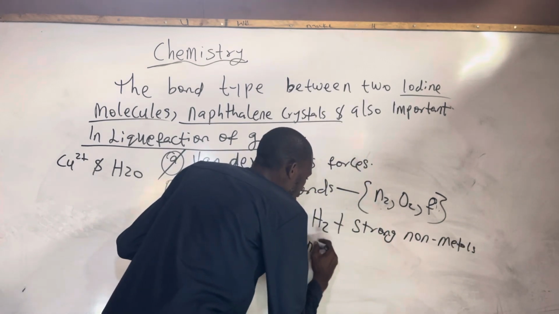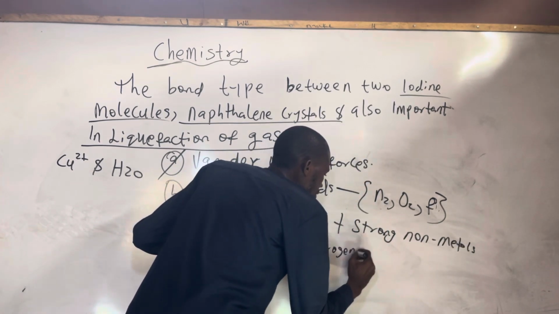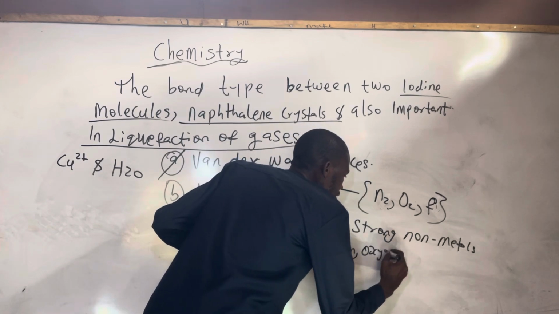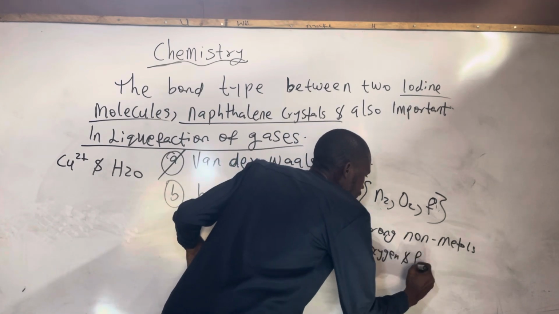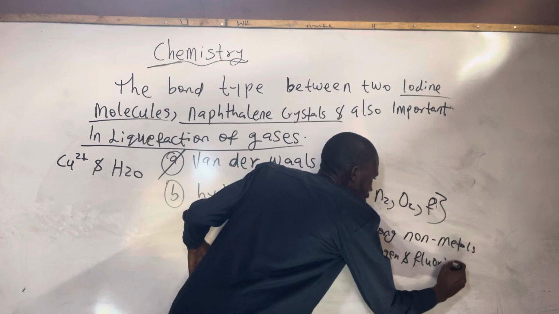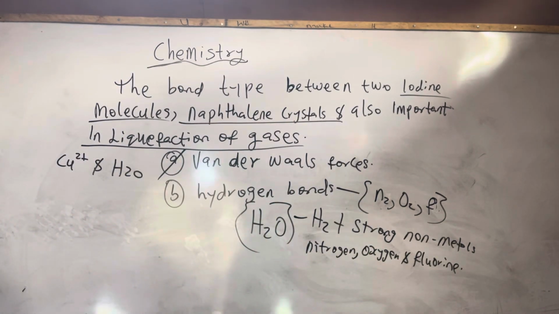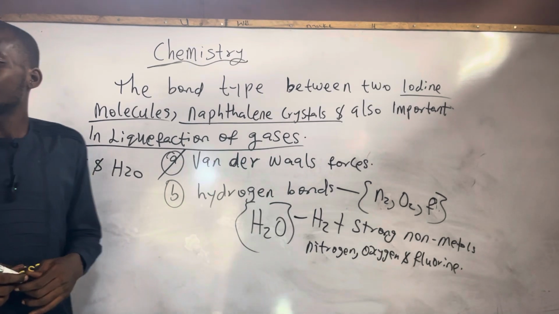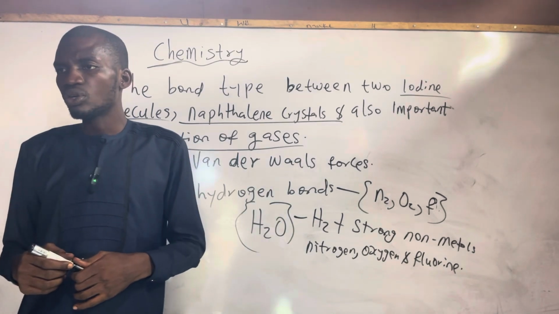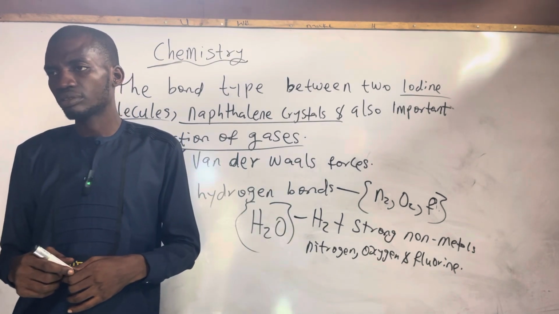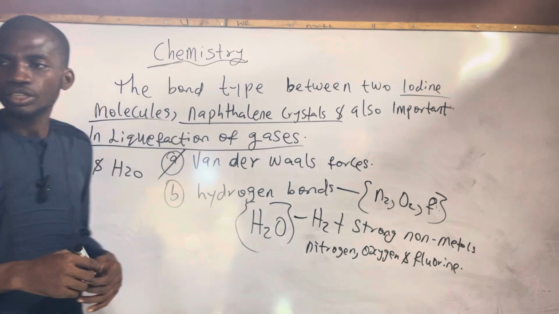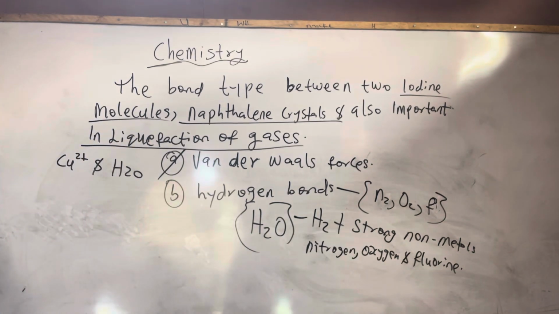Like nitrogen, oxygen, and fluorine. A bond between hydrogen and nitrogen, or hydrogen and oxygen, or hydrogen and fluorine is called hydrogen bond. They will ask you, why is ethanol soluble in water? Because of hydrogen bond.